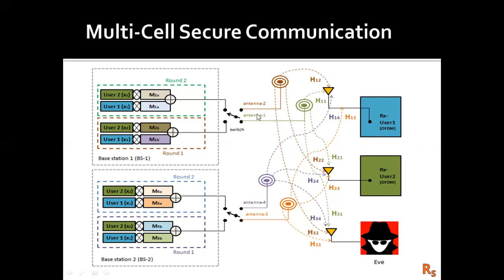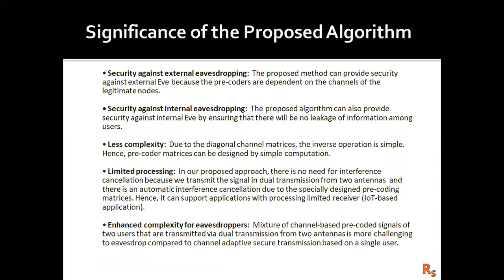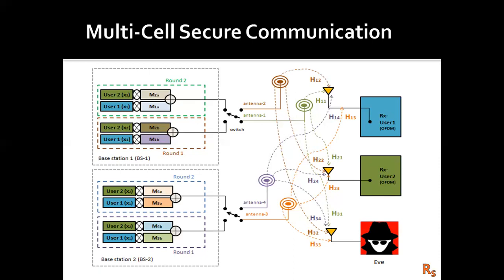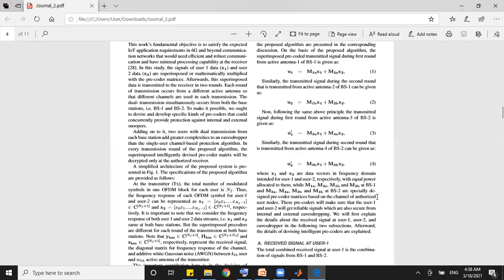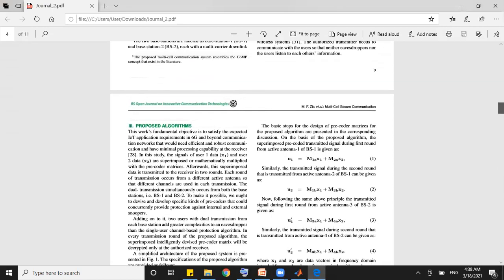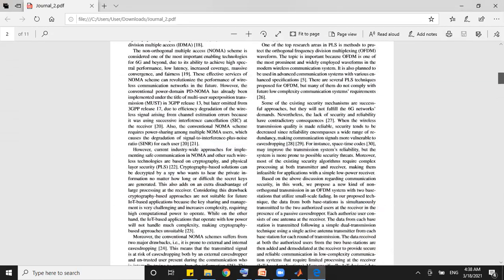So it is employing the same concept as the single cell communication system, but this time we have two base stations with simultaneous transmission, with the same process as the single cell secure communication network that we described in the previous lesson. So I will just quickly explain the mathematical equations and the expressions behind this work.